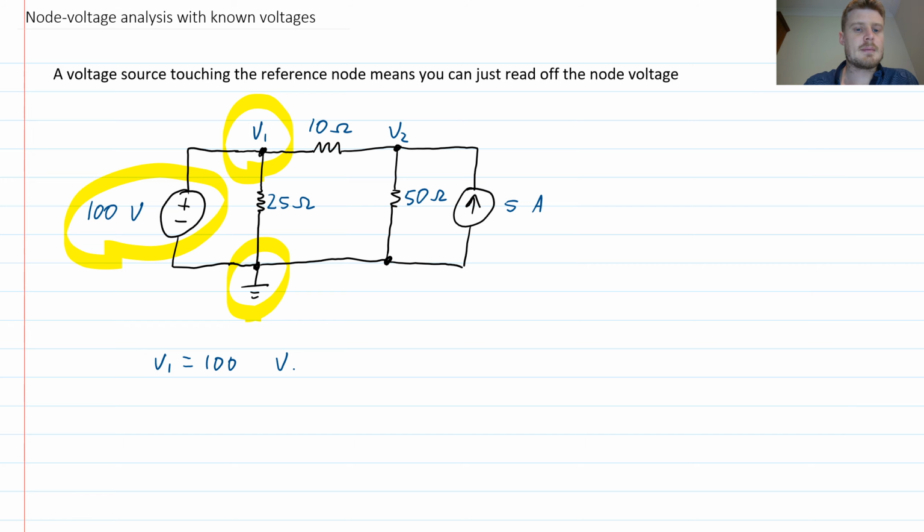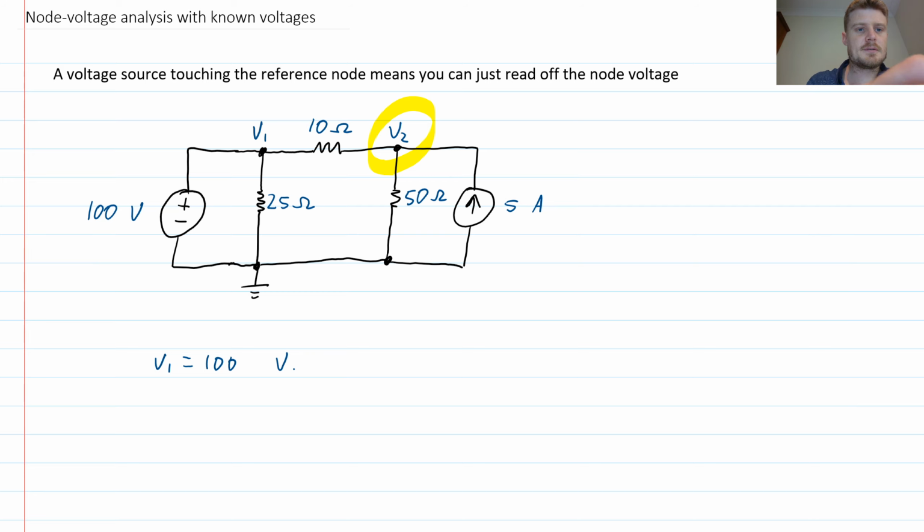So V1 here, remember, is the voltage of node 1 with respect to the reference node, and that must be 100 volts just by virtue of that voltage source that we see in the circuit. So let's go ahead and solve the rest of this problem as an example. There's only one more node that I need to analyze, which is V2, or node number 2 over here.